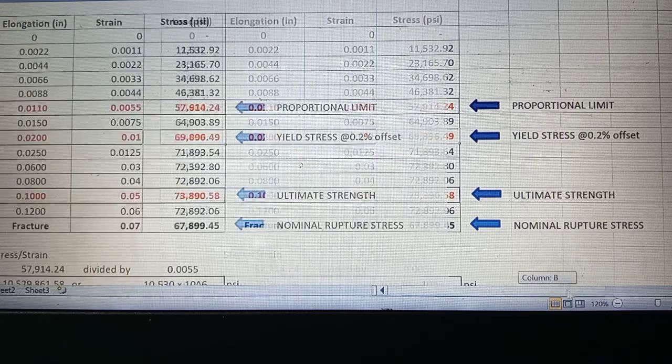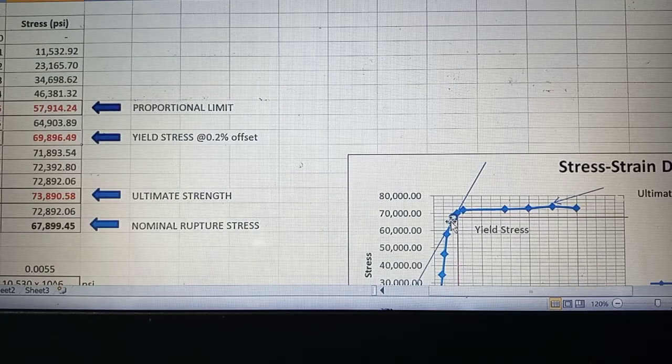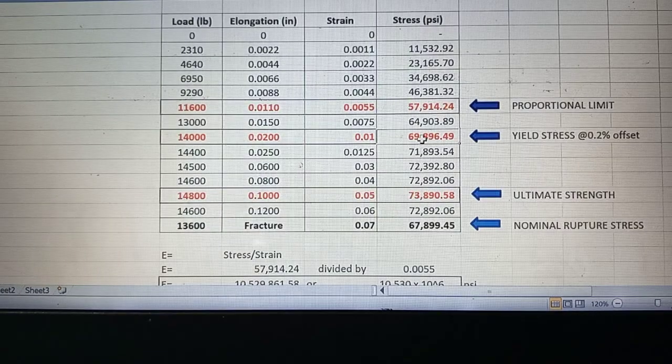This is approximately the location of the tangent line. So if your answer is 69,000 psi or 69 ksi, it could also be considered correct, since this is just an approximation. This is the approximate location for your yield stress.